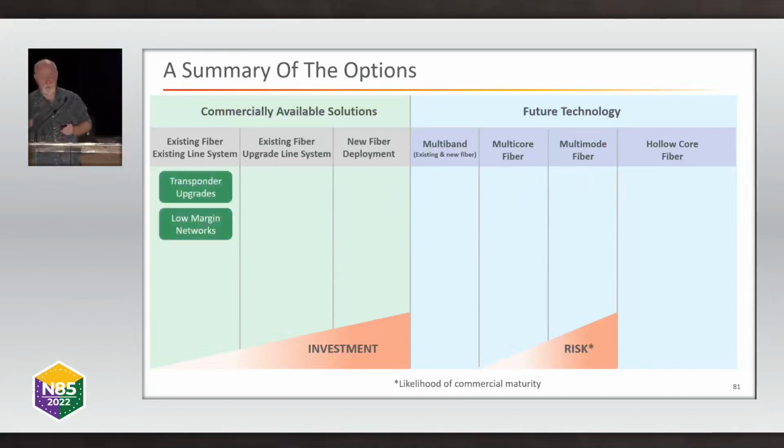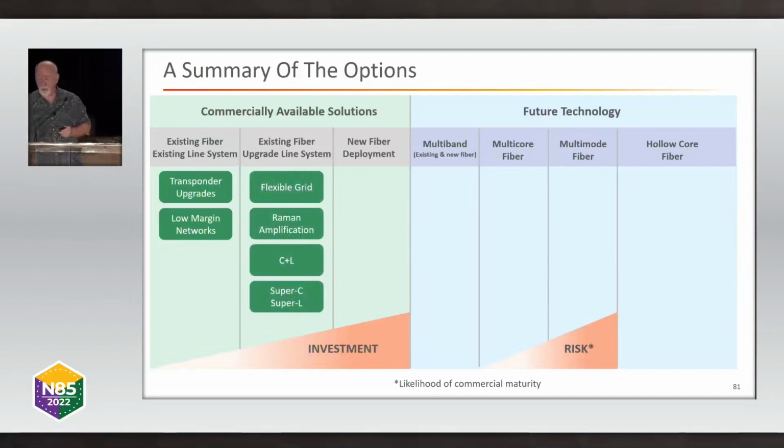So on the left-hand side there, the commercially available solutions, transponder upgrades. I didn't cover it here because it's quite a complex topic and it's very dependent on the individual fiber pair operator, but it's about reducing the margins on your network. Some operators still have lots of safety margin in their networks, and by reducing that, you could potentially get a lot more capacity.